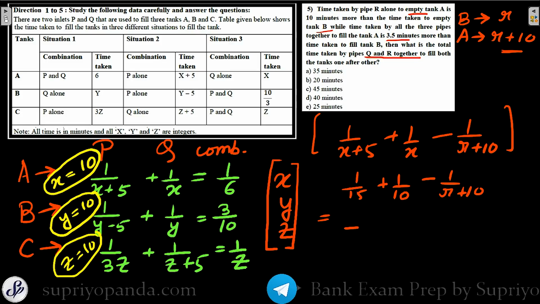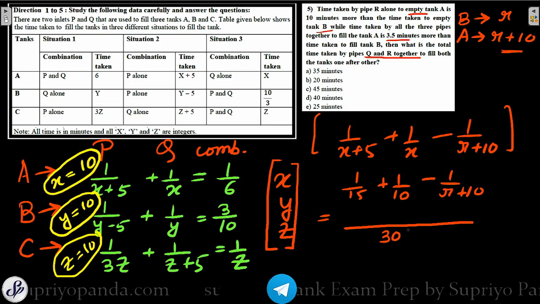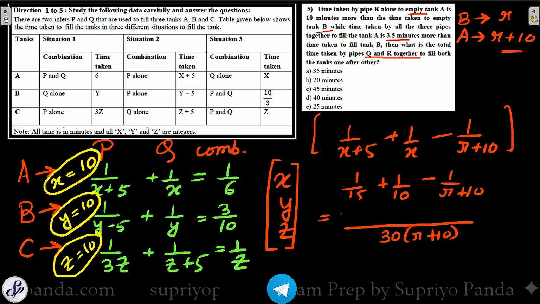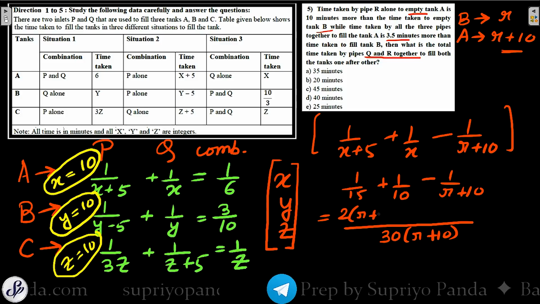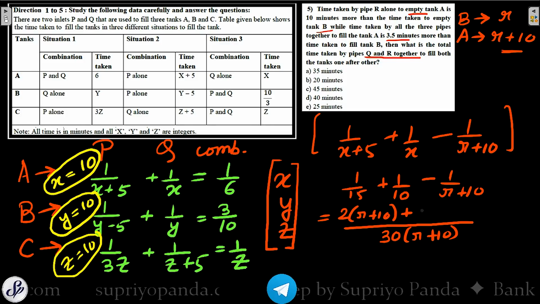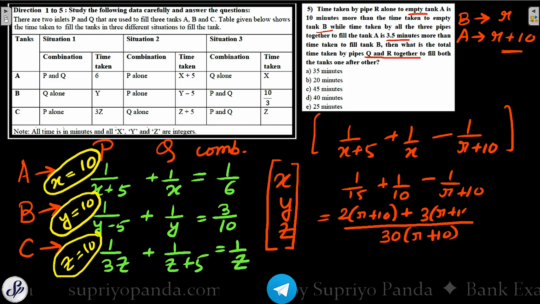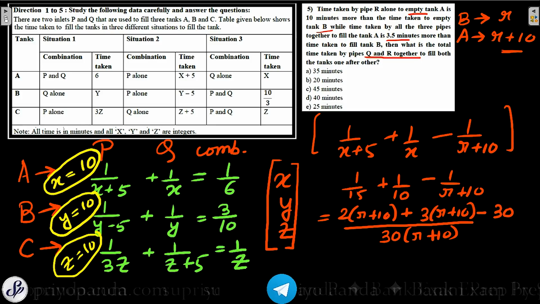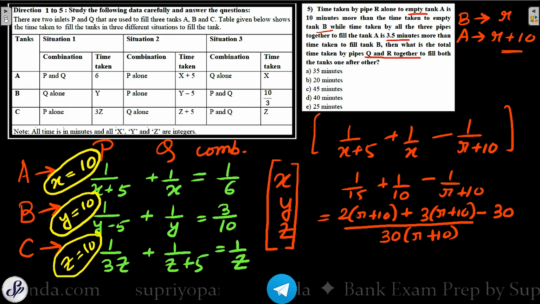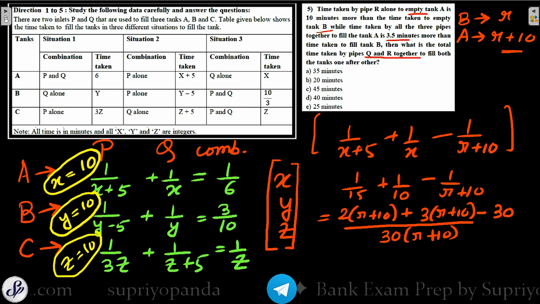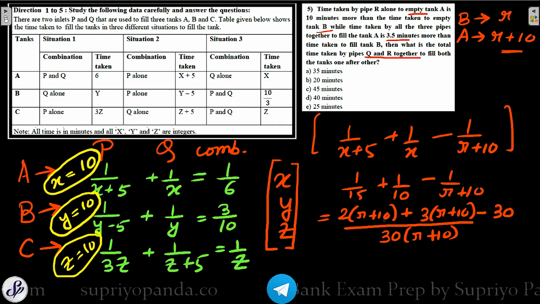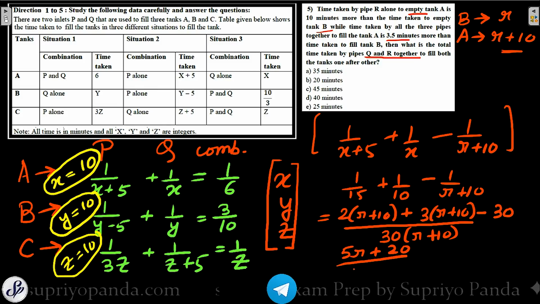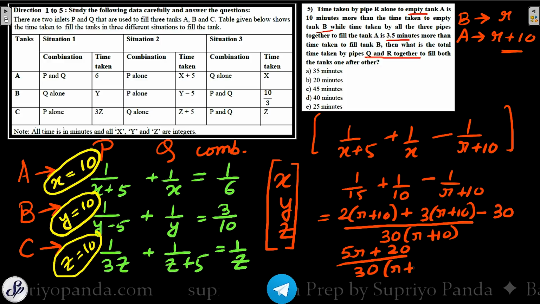So in the denominator we are going to take 30(r+10), and in the numerator we are going to take 2 into (r+10), and then 3 into (r+10), and minus 30. So here we have 2r plus 3r, so 5r, and 20 plus 30 minus 30, so this will be 20. So it becomes 5r plus 20, and at the bottom it becomes 30(r+10).